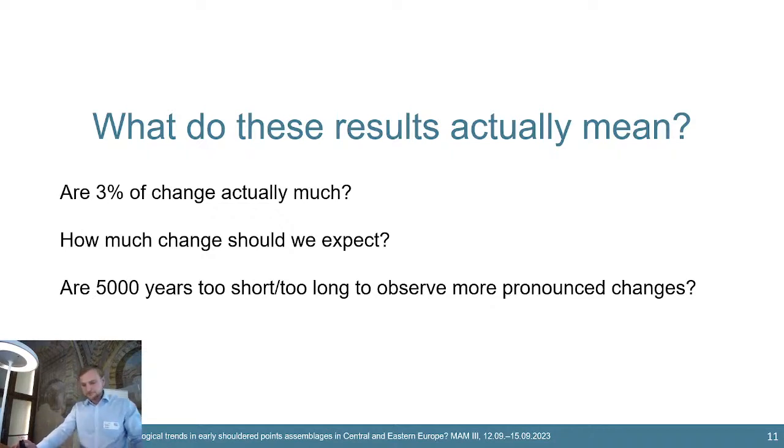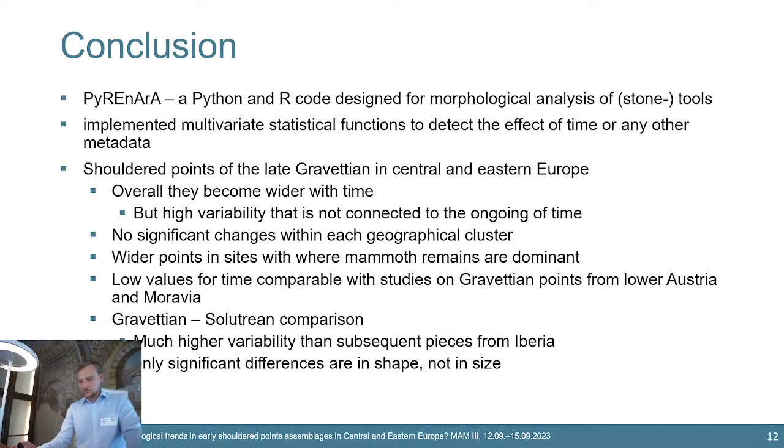So to conclude this talk, using the case study of the shoulder points of the Eastern Crevettian, I showed you some basic functions of Pioneera to detect morphological features on stone artifacts, and multivariate statistical functions, implemented in Pioneera, to detect the effect of time, geographical position, or faunal information on morphological features. I also presented some preliminary results for the shoulder points of the Eastern Crevettian.